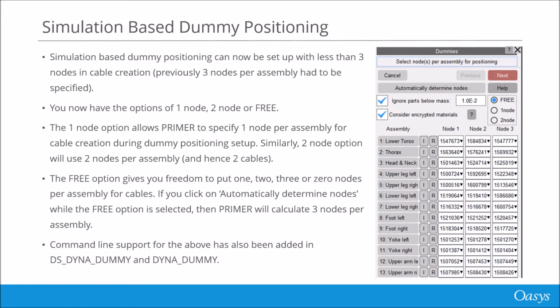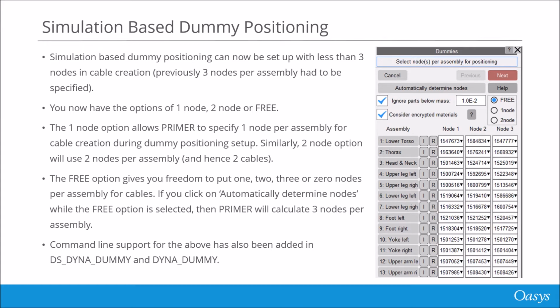The 1 node option allows you to specify 1 node per assembly to create the cable to attach to, and the 2 node option allows you just to create 2 nodes, and so on. The 3 option gives you freedom to put 1, 2, 3, or 0 nodes per assembly for the cables, so you don't have to specify them for certain assemblies if you don't want to. Now if you click on automatically determine nodes in this panel, while the 3 option is selected, then Primer will calculate 3 nodes per assembly as it did before.